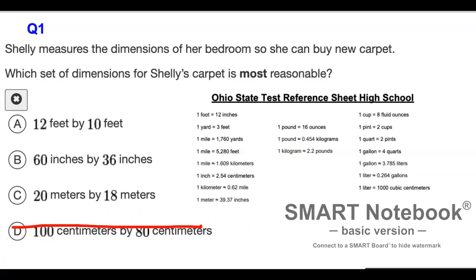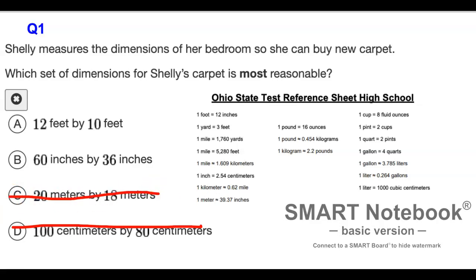C is 20 meters by 18 meters. Again, looking at our state test reference sheet, 1 meter is approximately 39 inches. So if we think about what we know about inches, 12 inches make a foot. So 20 meters by 18 meters, that's going to be too big for your average bedroom. So we know that the answer is not C.